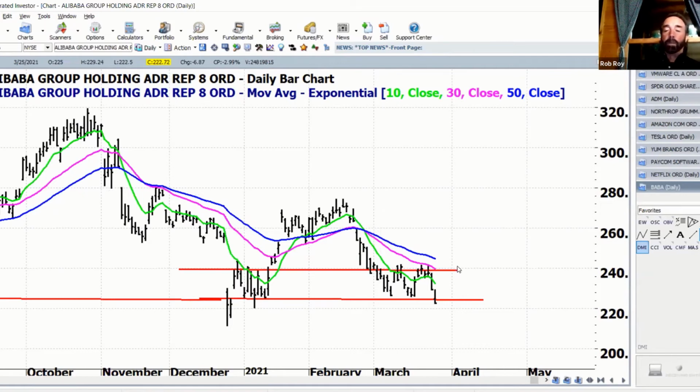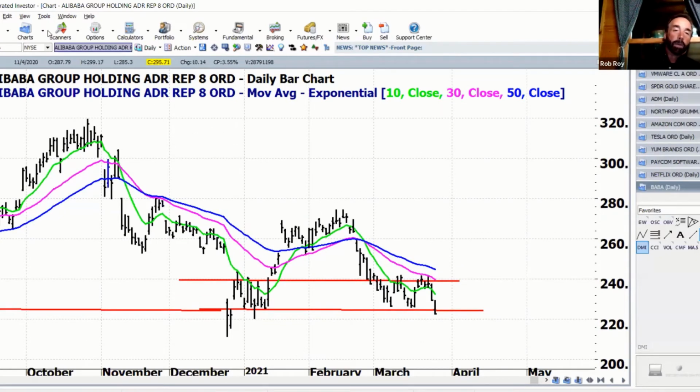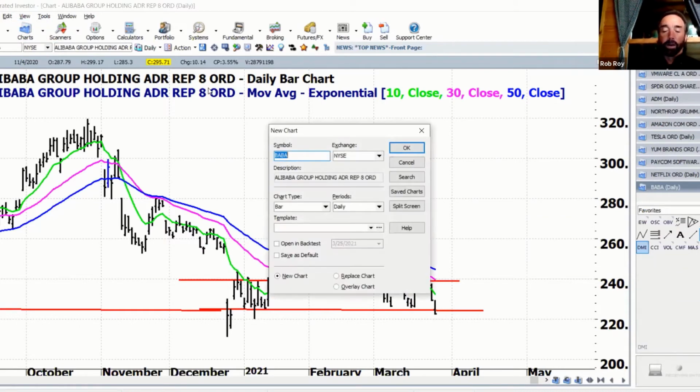But Alibaba, I wanted it to hold and get above 240. It hasn't. It needs to hold here, and decisions will be made on that one from this 220 level. That's the key level there.